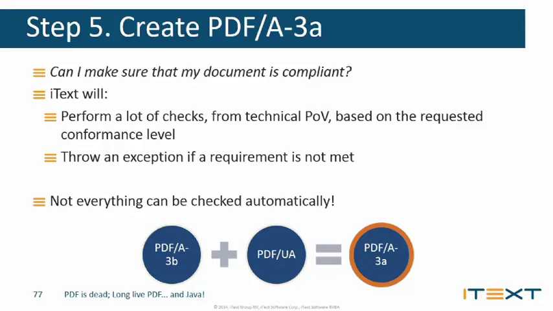So, as Bruno mentioned, the blue bar showing up in Reader or Acrobat is not a guarantee that your document is actually PDF A compliant. So, an important question: can I make sure that I am compliant when creating documents? Using iText, we will perform a lot of checks from a technical point of view, throwing an exception when you're asking for conformance level 3A, for example, and you're doing something that is illegal, or you're forgetting something that is required. Then we'll throw an exception preventing you from creating a document that does not conform to the standard.